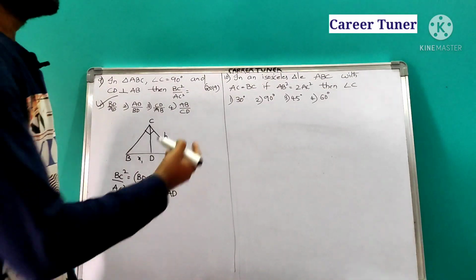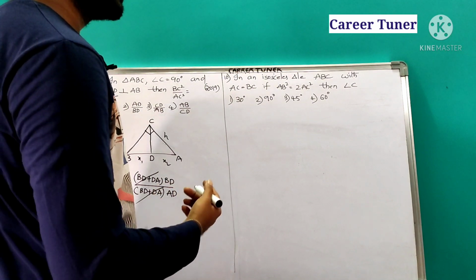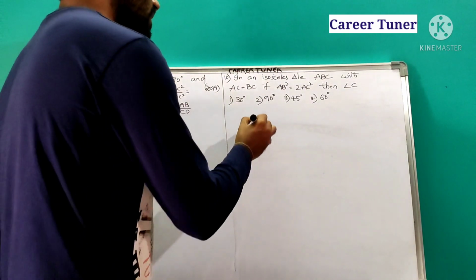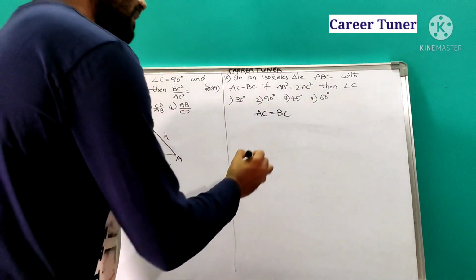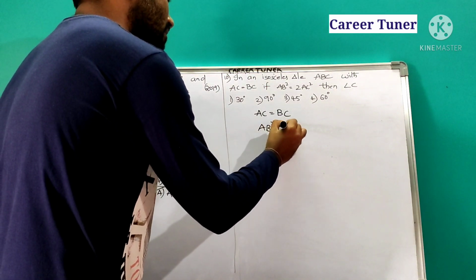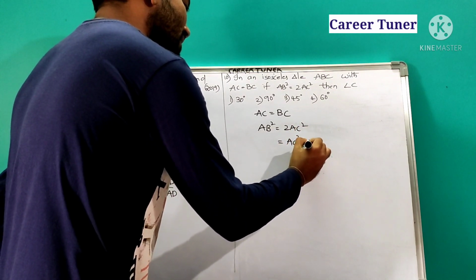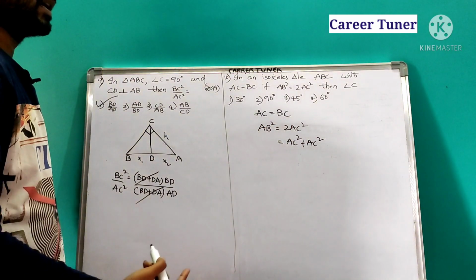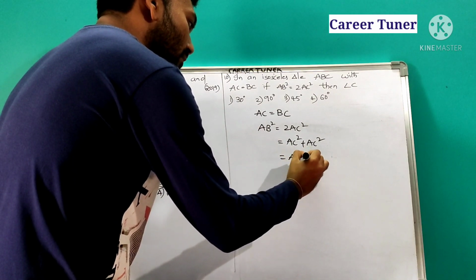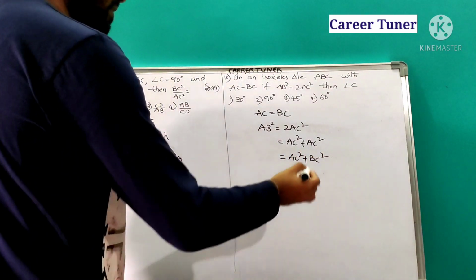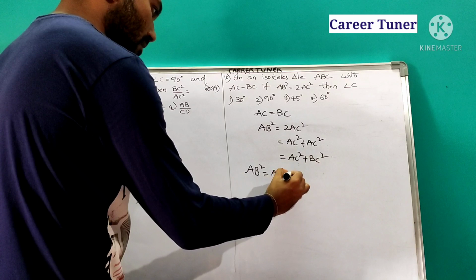Okay, the next question. In an isosceles triangle ABC with AC equal to BC, if AB square is equal to 2AC square, then angle C is equal to how much? Now what is given? AC is equal to BC, that is given. Now he is saying AB square is equal to 2 times AC square. 2AC square, can I write it as AC square plus AC square? Yes, of course, because it is 2, that's what I am splitting. Since AC is equal to BC, in one place I am going to write it as BC square. So this is totally equal to AB square. So finally AB square is equal to AC square plus BC square.